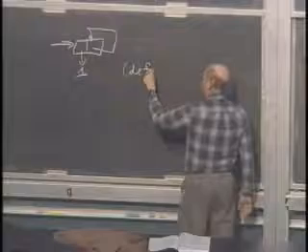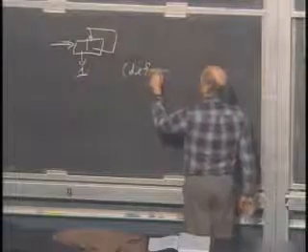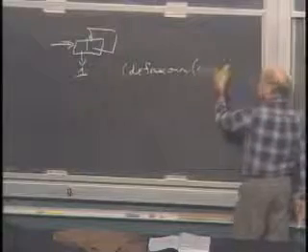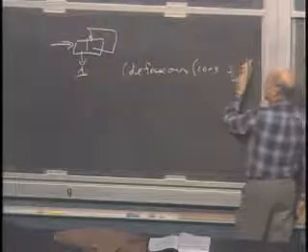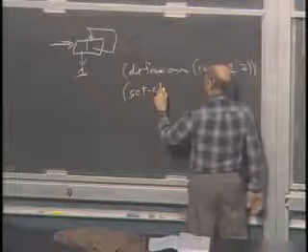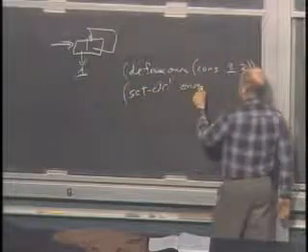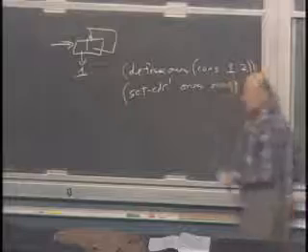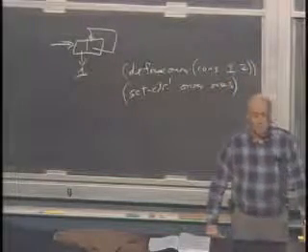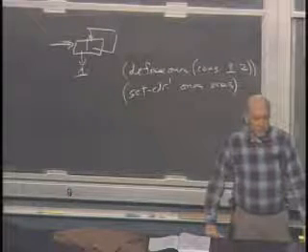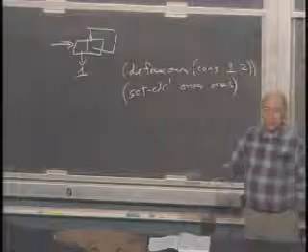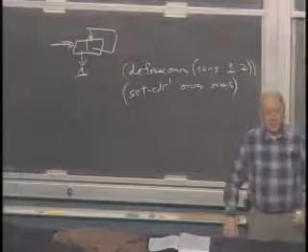Define ones to be, let's say, cons 1, 2, and then say set-cdr! ones, ones. So that's how I could do something equivalent to what I did for streams using mutation. But the stream version, there is no mutation. The thing I set up in the first place is the thing.